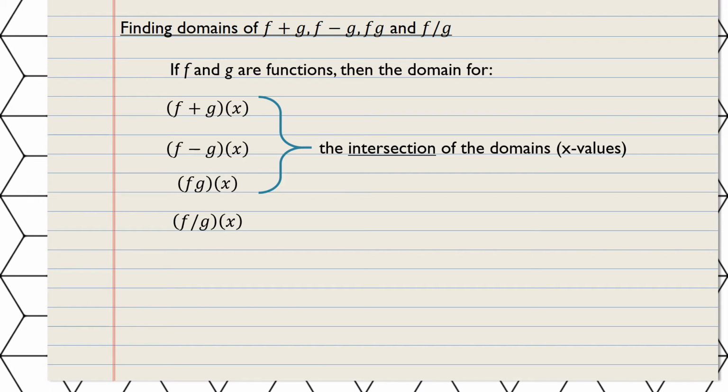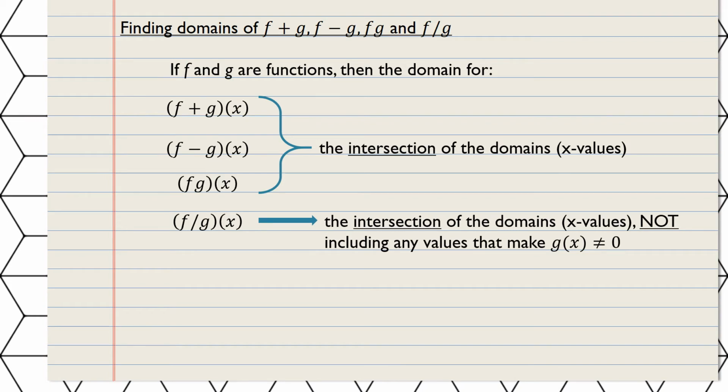F divided by g of x is still going to be the intersection of the domains, but we cannot include any values that make g of x equal to 0, which means we have to be careful when a denominator is involved. And so whatever the denominating function is, it can never equal 0.